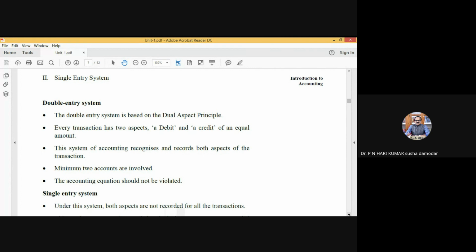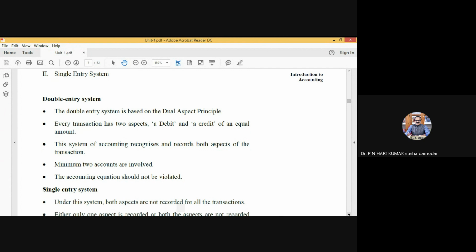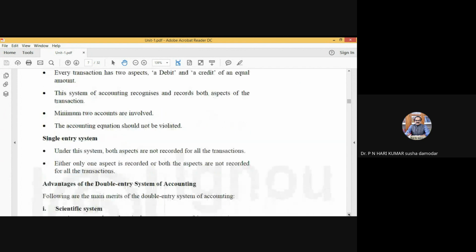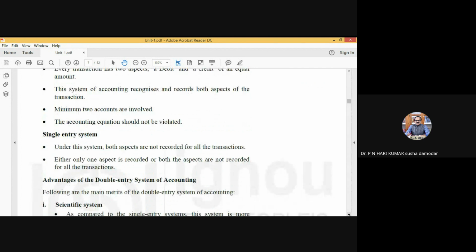And such an equation is violated in the single entry system, which means under this system, both aspects are not recorded. Either only one aspect is recorded or both of the aspects are not recorded. So that is the difference between single entry and double entry. I had already given you one example, payment of salary. There is a cash outflow. Cash goes to somebody in the form of salary. Two aspects: cash is the first aspect, salary is another aspect. If these two aspects are properly recorded, then we can say that this is a double entry system.